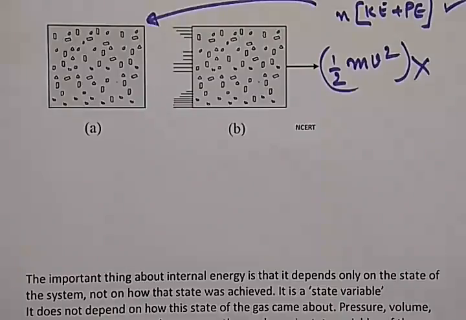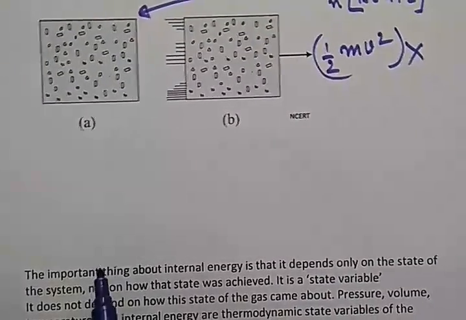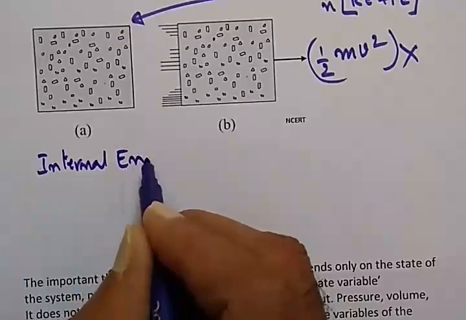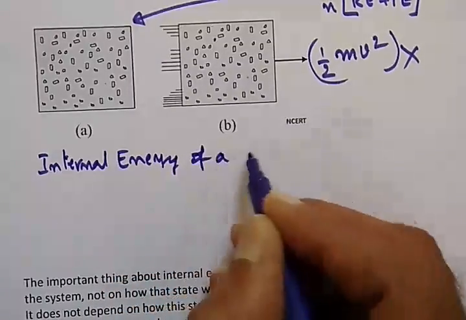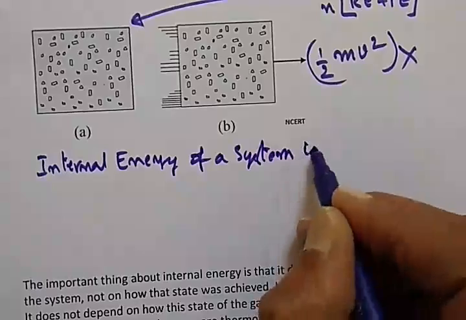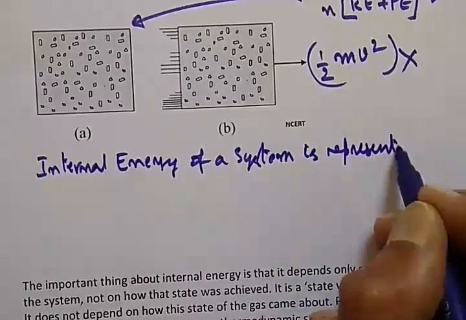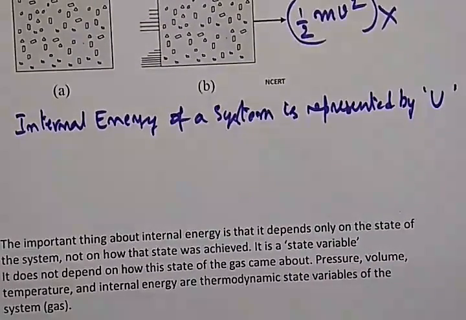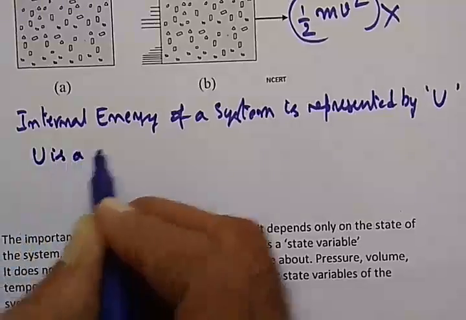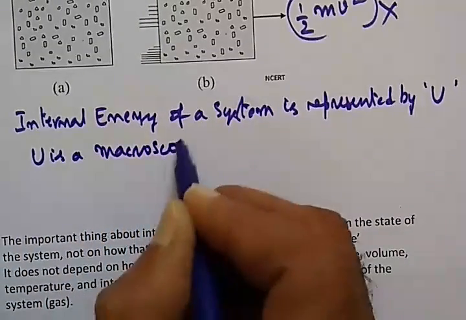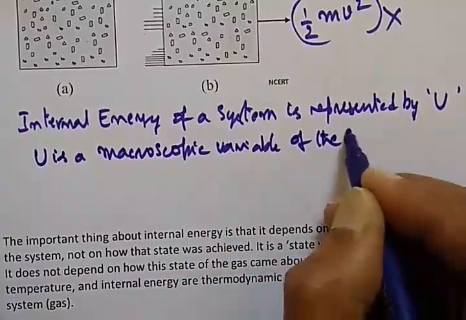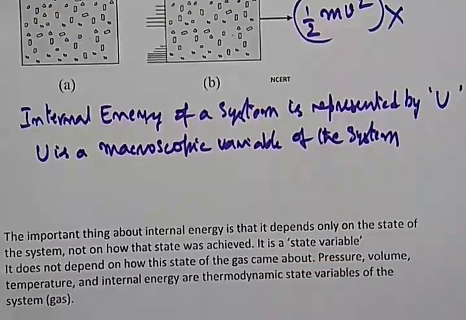Then there are one or two things we should know about this. One is, internal energy of a system is represented by capital U. Okay, internal energy is represented by capital U. U is a macroscopic variable of the system. It is a variable. It is macroscopic.